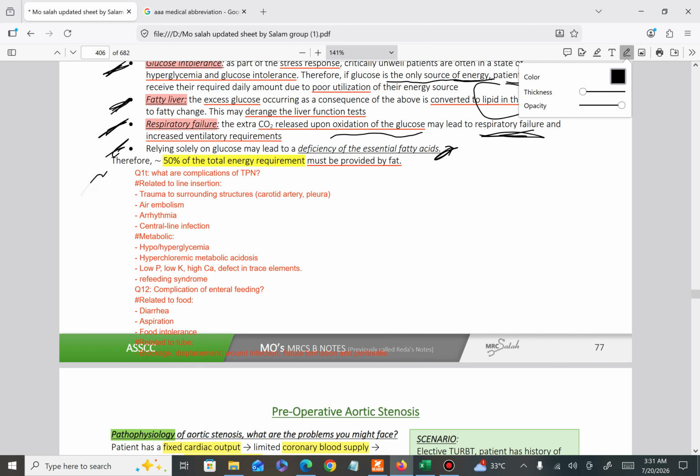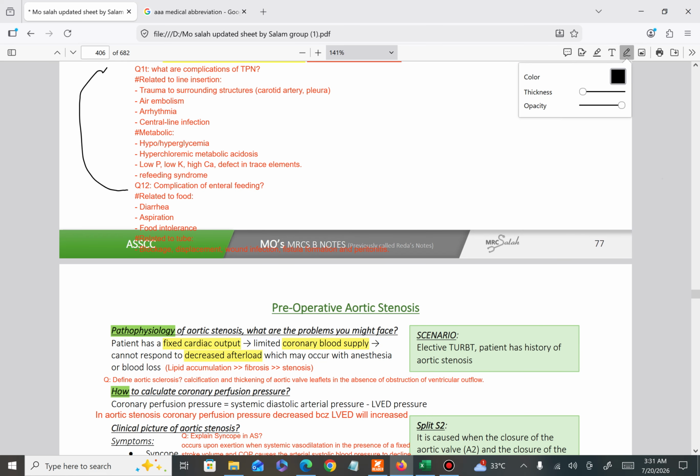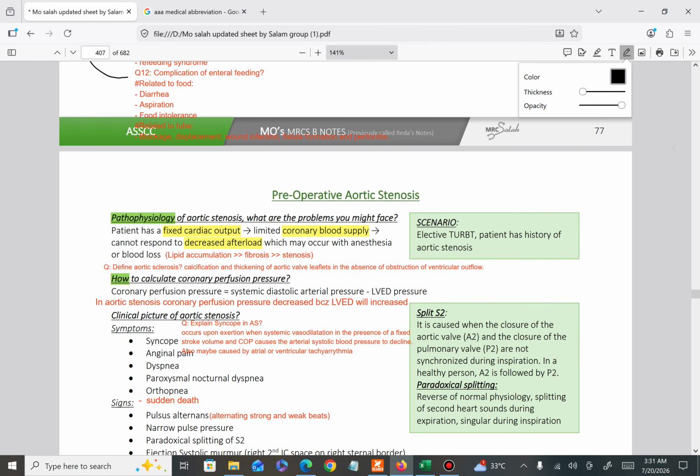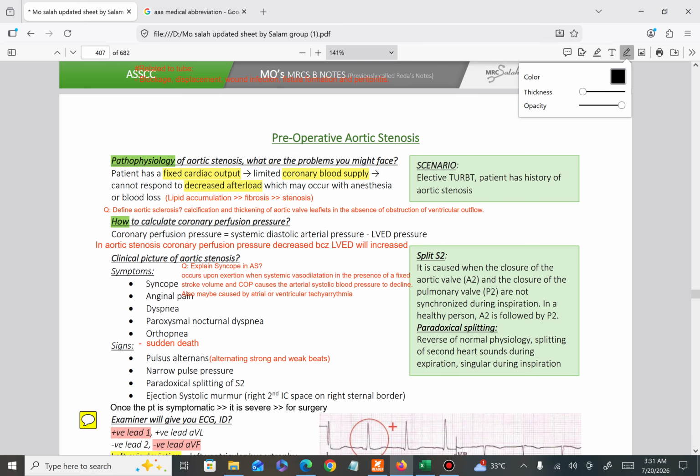So we already discussed this question, complications of the TPN and complication of enteral feeding. Then the next station is preoperative aortic stenosis. The scenario is there is a plan of elective transurethral resection of bladder tumor. The patient has a history of aortic stenosis. Then the first question is the pathophysiology of the aortic stenosis. What are the problems you might face?